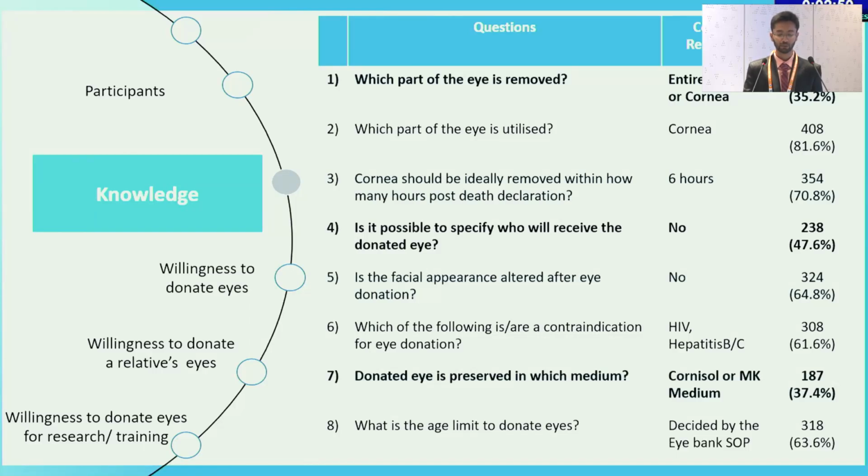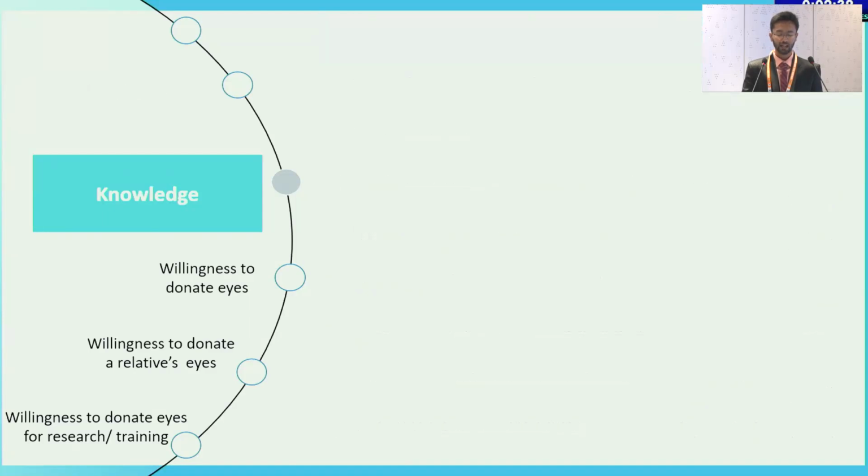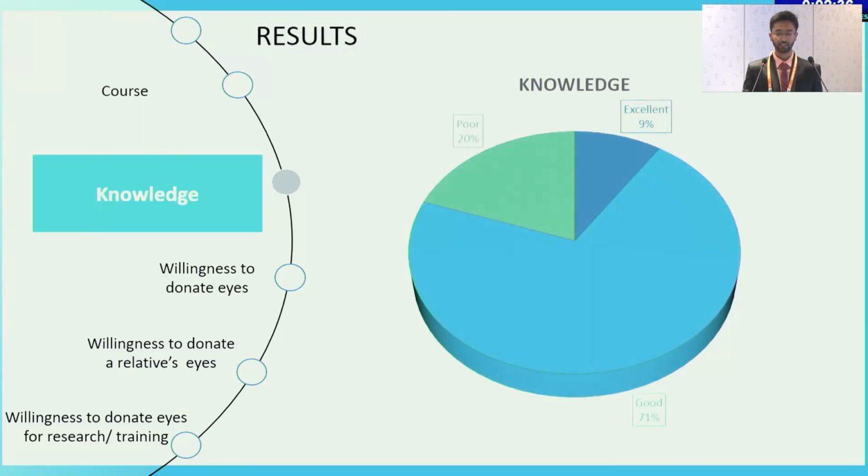47.6% thought that it is possible to specify who will receive the donated eye, and just 37.4% knew which media can be used for preserving the eyeball. So each of these questions was given 1 mark, and the total score was calculated out of 8. The knowledge was graded as excellent if the score is more than 6, as good if it is between 4 to 6, and as poor if it is less than 4.